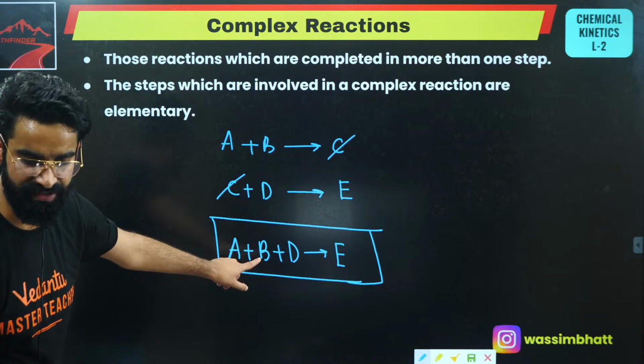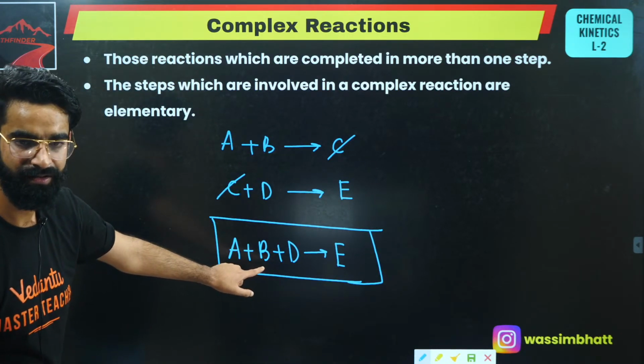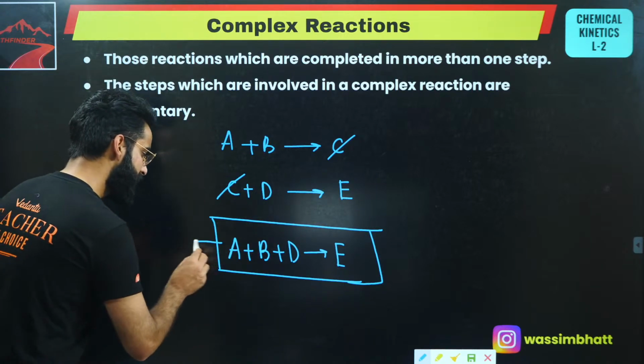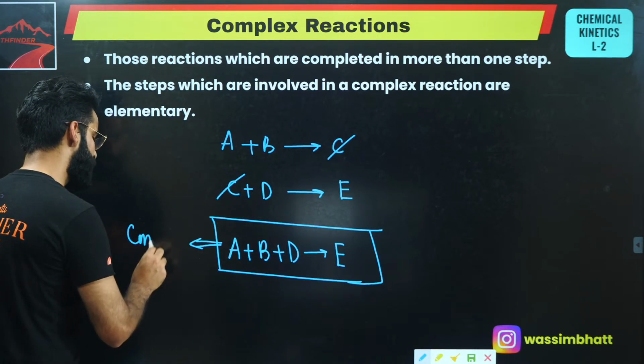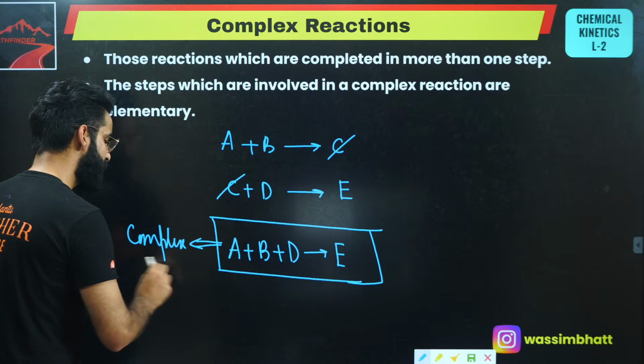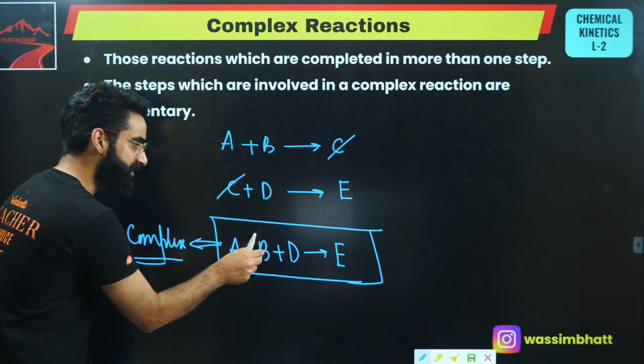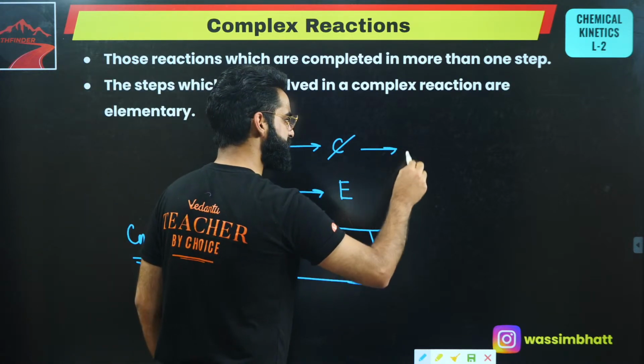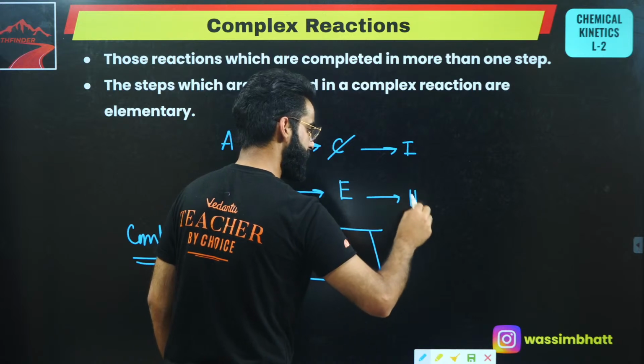If I ask you, is this reaction getting completed in a single step? No way. This reaction is not a single step reaction, right? This is a multi-step reaction. And multi-step reactions are what we call complex reactions. So this is basically the complex reaction, okay? This complex reaction is getting completed in two steps. This is step number 1, this is step number 2, okay?